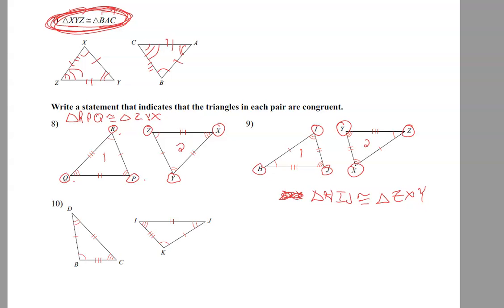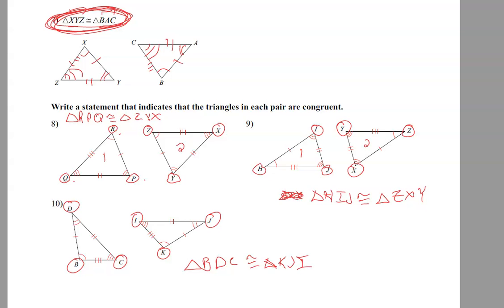Okay, and then finally, triangle for number 10, I'm going to go B has 1 arc, D has 2 arcs, C has 3 arcs. So that's our first triangle. That's going to be congruent to triangle, where we're at, 1 arc is K, 2 arcs is J, and 3 arcs is I. And then that's how those 2 triangles are congruent.